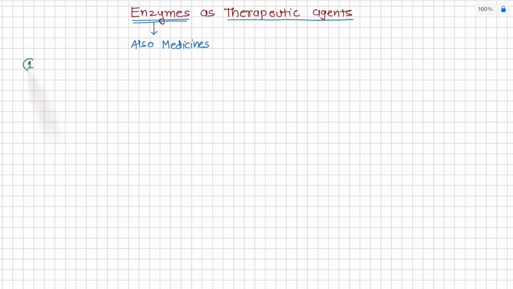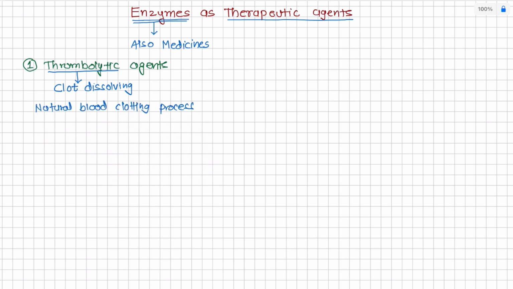The first major clinical application we will discuss is enzymes as thrombolytic agents. Now, what does thrombolytic mean? It means clot dissolving. Let's understand why this is important. In the body, there is a natural blood clotting process. This process involves a cascade of enzymatic events, that is, a series of enzymatic reactions happening one after another. This cascade ultimately leads to the conversion of a protein called fibrinogen into fibrin, which forms the actual clot.